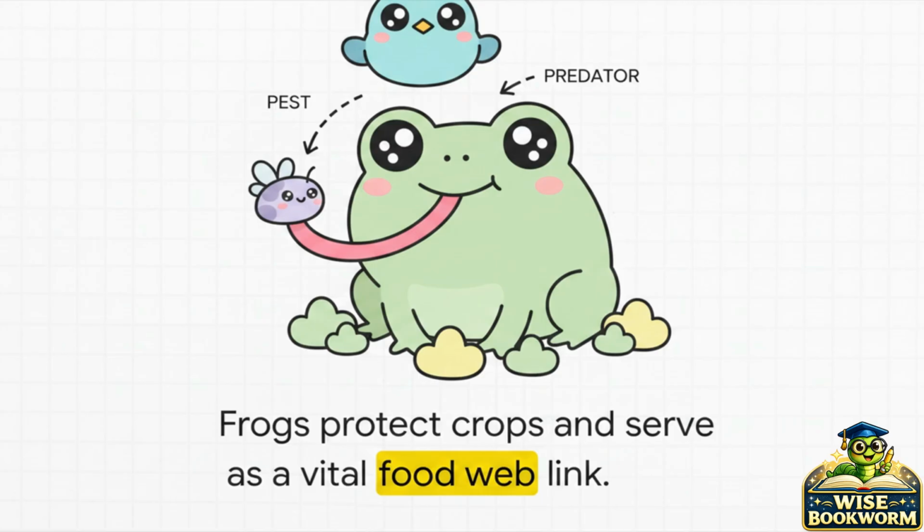Frogs are highly beneficial to us. Because of their carnivorous diet and those short, efficient digestive tracts we talked about, they are incredible natural pest controllers, eating massive amounts of insects and protecting human crops. Furthermore, they serve as an absolutely vital, indispensable link in the food chain and the broader ecosystem's food web.